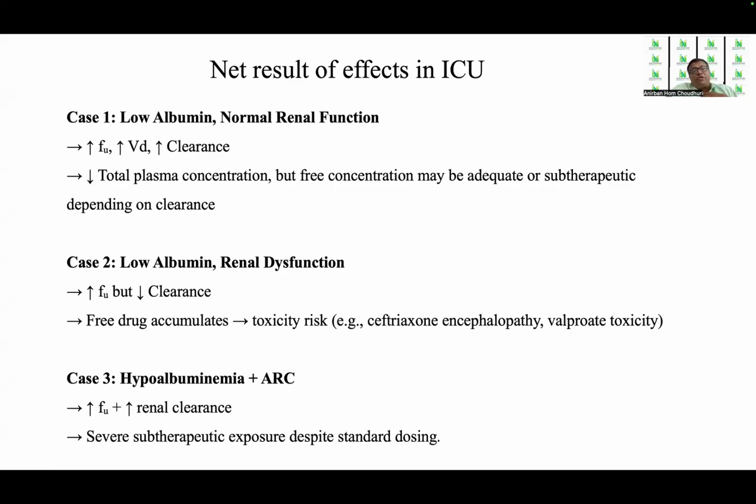So the net result of these effects in the ICU can be very broadly categorized into three cases. Case one: there is low albumin and normal renal function, in which there is an increase in the unbound fraction, an increase in the volume of distribution, and an increase in the clearance, but there is a reduction in the total plasma concentration because the fluid has escaped from the central compartment, which is the plasma, to the peripheral compartment. But free concentration may be adequate or subtherapeutic depending upon the clearance, even when the total plasma concentration is reduced.